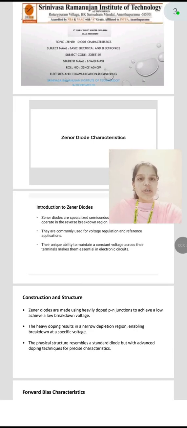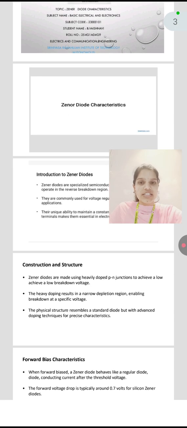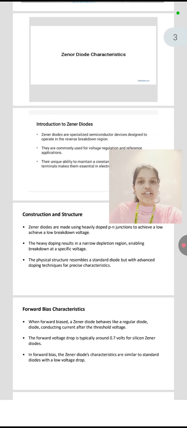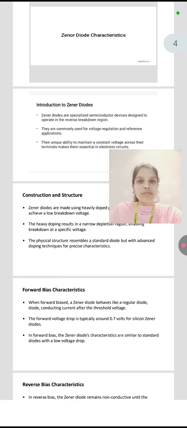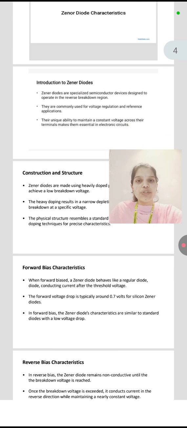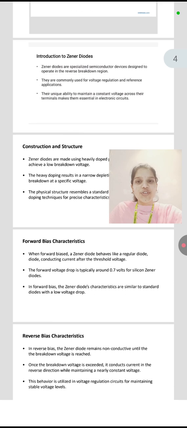Now we will discuss Zener diode characteristics. First we will discuss the introduction to Zener diode. Zener diodes are specialized semiconductor devices designed to operate in the reverse breakdown region. They are commonly used for voltage regulation and reference applications. Their unique ability to maintain a constant voltage across their terminals makes them essential in electrical circuits.